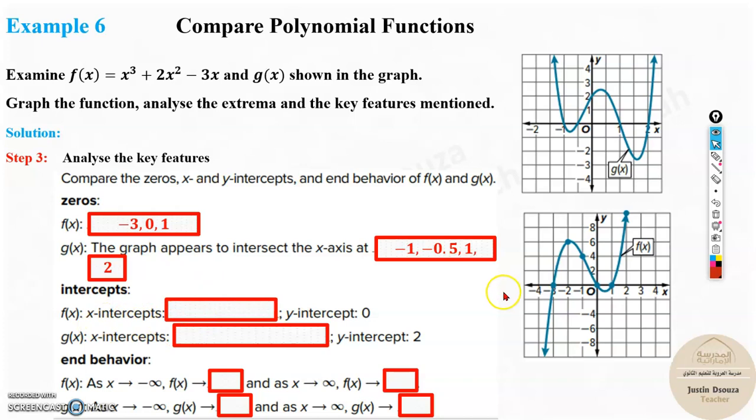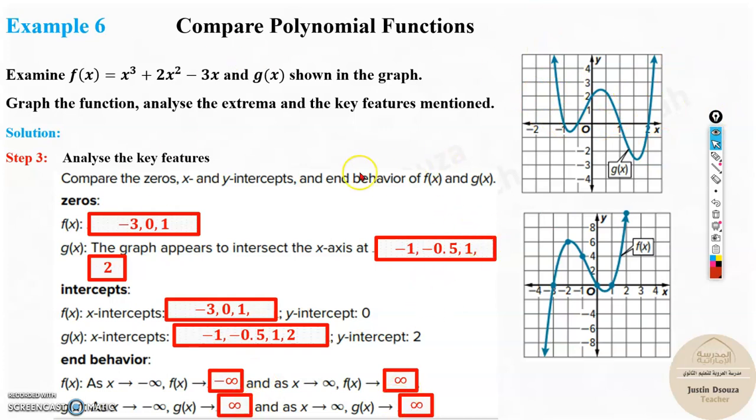Now, x-intercepts for the function. The x-intercepts are the same thing over here, and over here also the x-intercepts are the same thing. And the y-intercept over here is at 0 and over here is at 2. And the end behavior as x tends to the left side for the function f of x, where is the y value going? Minus infinity. So here the answer is minus infinity. In the same way at positive, it's going to positive infinity. Over here you can see whether it's left side or right side, both times the answer is positive infinity because it is going upwards.